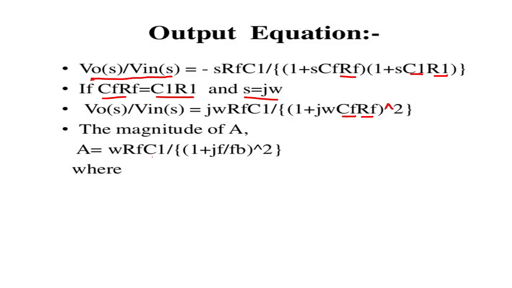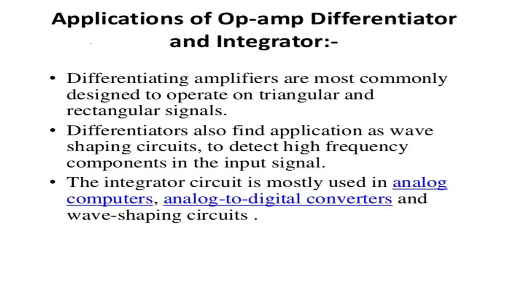The magnitude of A, that is the amplitude, is given by omega RF C1 divided by (1 + j f upon fb) raised to 2, that is the square of this 1 + j f upon fb over there. So its square is given by this. So this is all about the differentiator.